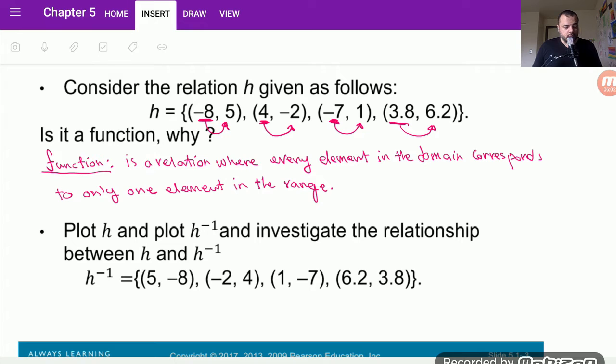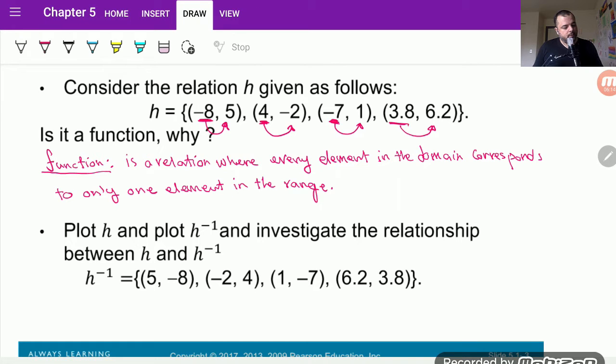Now I would like to investigate and interchange the first and the second coordinates. So I'm going to get the 5 here, and interchange these two coordinates. The y coordinate becomes the x coordinate and the x coordinate becomes the y coordinate. Then I'm going to get this kind of relation. This is another relation indeed, a new relation.